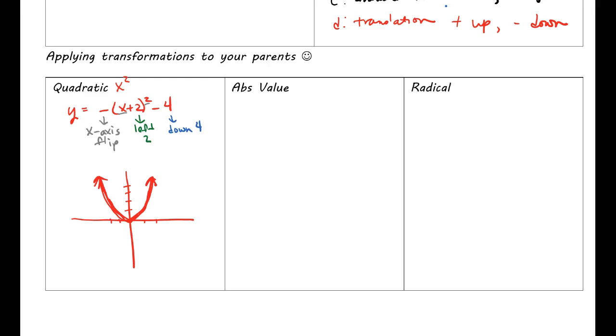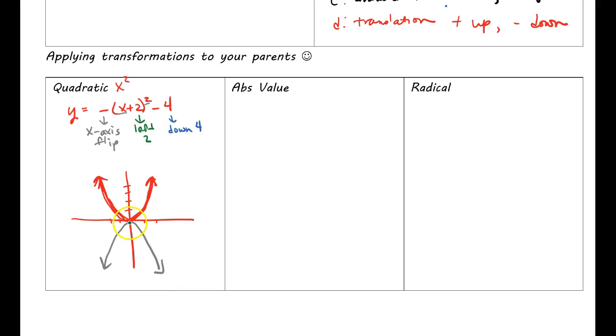So I did some color coding, and if you can't color code, that's fine. Maybe just put a number 1, number 2, and number 3, so that when you're graphing these, you can label them 1, 2, 3. So the first thing I'm going to do is an x-axis flip. So I just reflect my graph down. That's pretty easy to do, right? Now the second thing is I'm going to shift this entire gray graph left by 2.